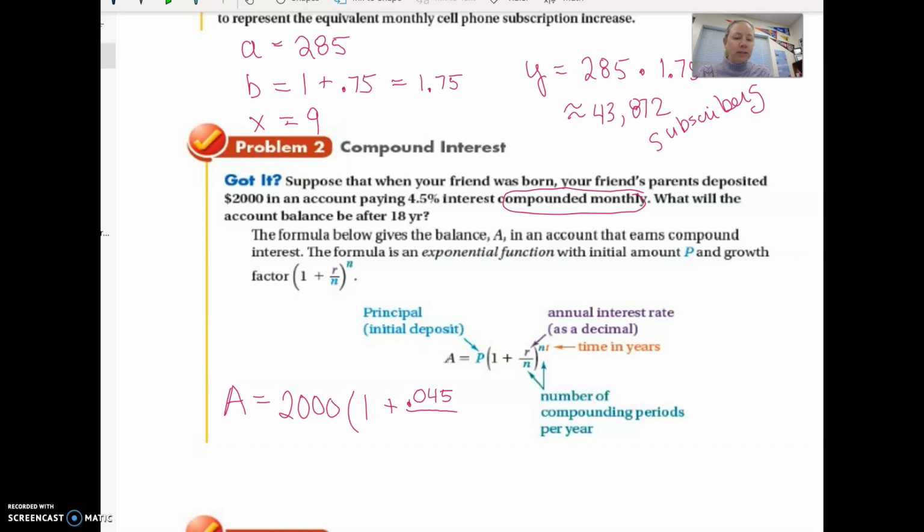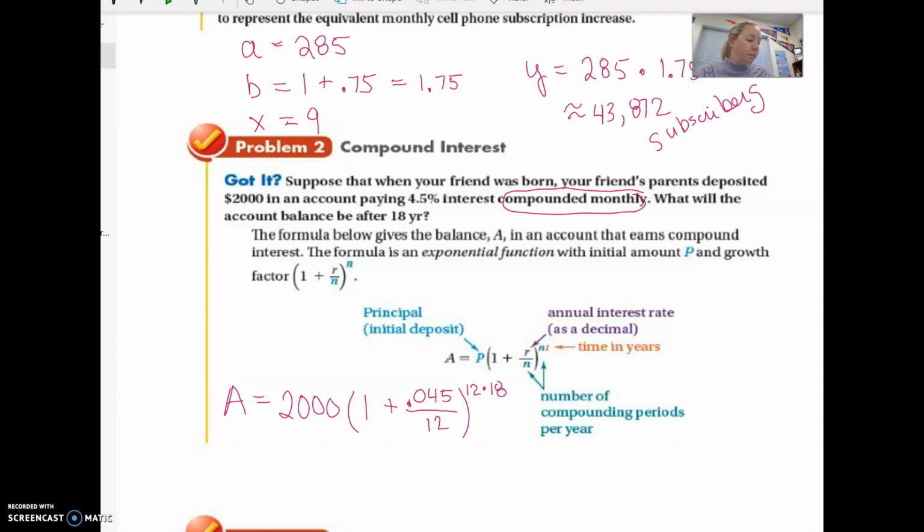So n represents the number of compounding periods per year. In this case, it would be 12 because they compound every month. And then n again is here multiplied by the time that passes. So we would put 12 again here times, in this case, 18 years, because they want to know what the account balance will be after 18 years. So we have our equation set up. I've plugged in my values given, and now we simply need to work that out.